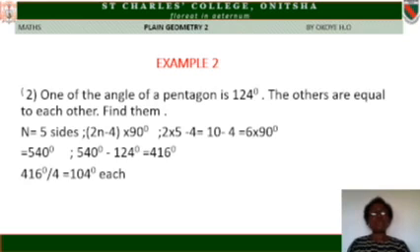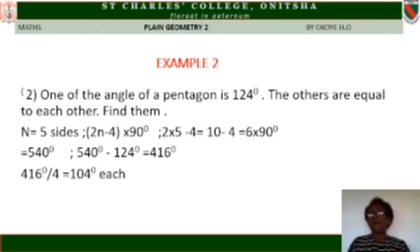Example 2. One of the angles of a pentagon is 124 degrees. The others are equal to each other. Find them. From the name of a polygon, you're supposed to know the number of sides. A pentagon has how many sides? It has 5 sides. And we have been given one angle as 124 degrees. How do we find the 4 angles?